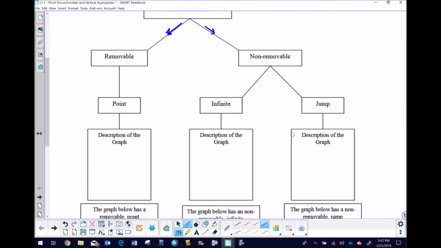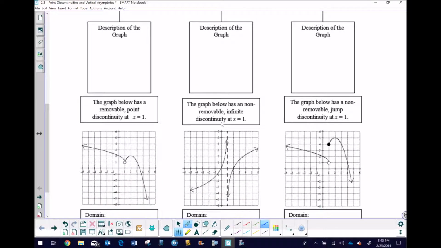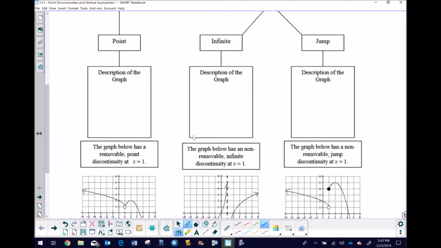To get things started, what would we expect the description of the graph to be in either of these cases? When you have a point discontinuity, what do we typically see from the graph? I'm going to scroll down because we're going to see a sketch of one right there. There's a graph that has a removable point discontinuity at x equals 1. One of the most telling characteristics is that there would be a hole in the graph.